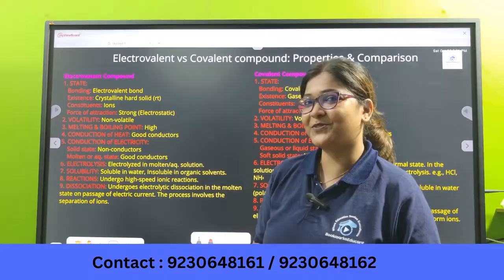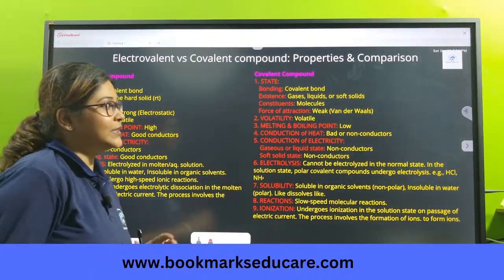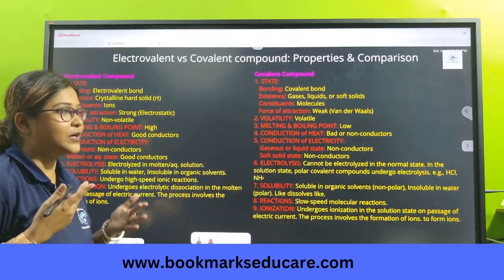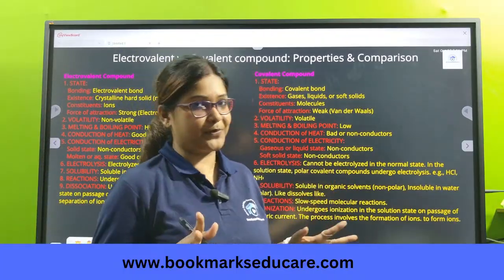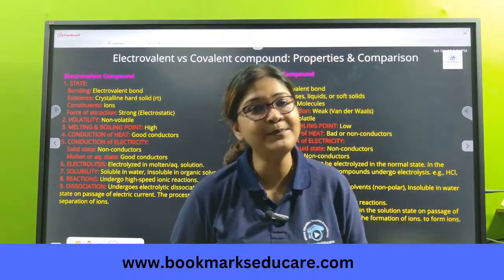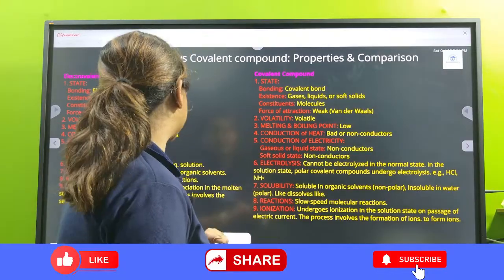Okay students, welcome back. Now we come to the last slide of this chapter, that is the comparison of electrovalent and covalent compounds in terms of their properties. Now this is also a very important part that comes in your board exams, where short answer type questions are very common from this part.